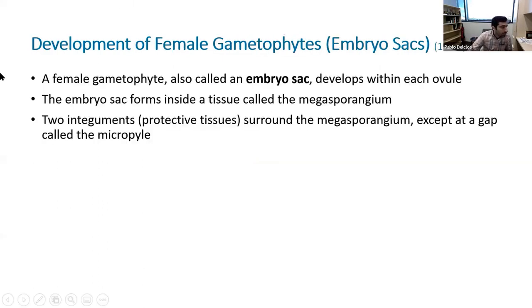This is just reiterating some of those points, how you'll also see the term embryo sac, which I don't think actually appeared in the video, but it's the same thing as the female gametophyte in this scenario, and it forms all inside of a tissue called the megasporangium.